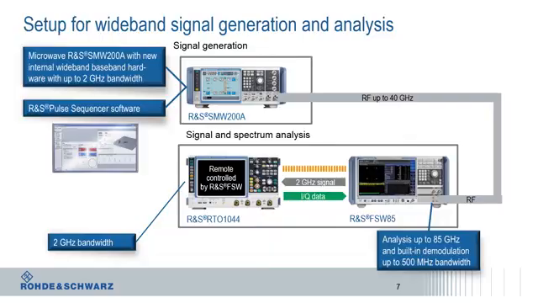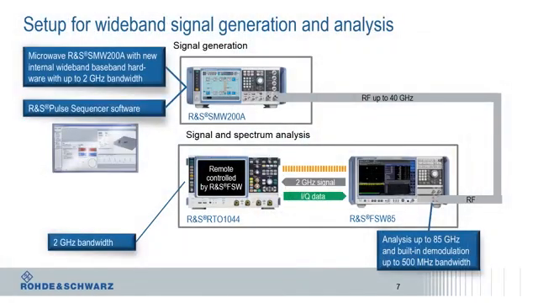So before directly looking at the signals, I will explain to you the setup which is used for signal generation and signal analysis for the wideband signals. The signal definition is done with the RNS pulse sequencer software, which is used to define the radar signals. The signal generation is done with the SMW200A and its new internal wideband baseband hardware with up to 2 GHz bandwidth. Once the signal generation is done, the signal is transferred to the FSW with its option B2000 to do the signal analysis, together with the RTO.